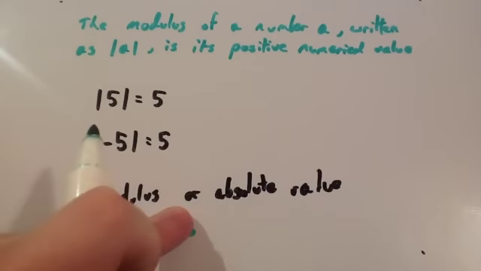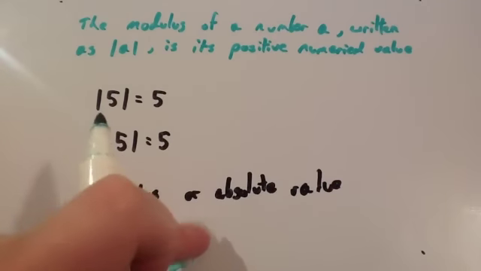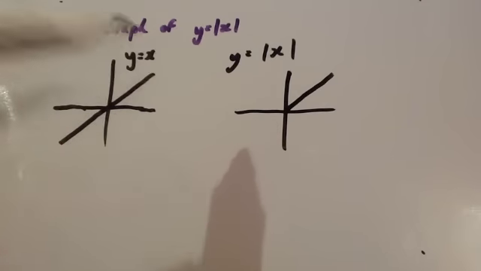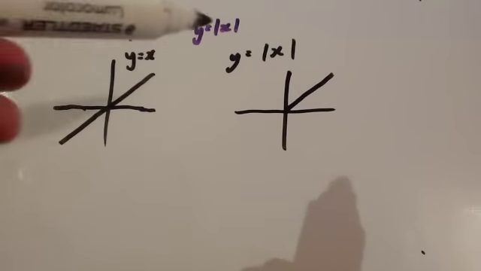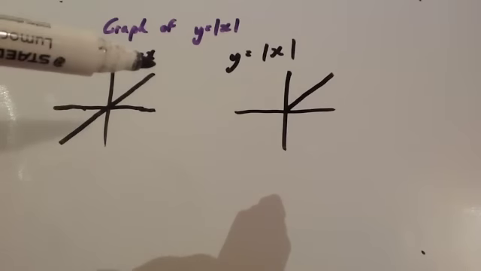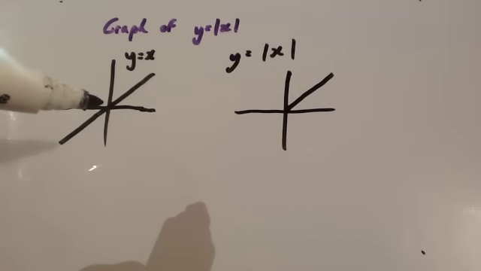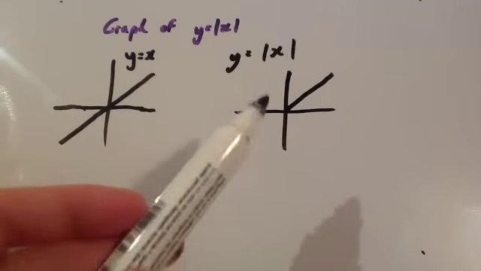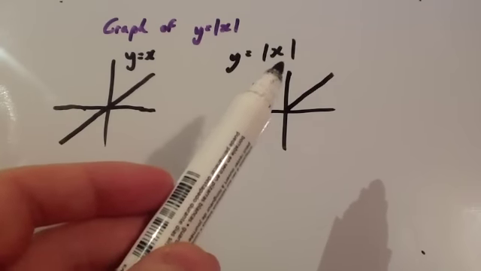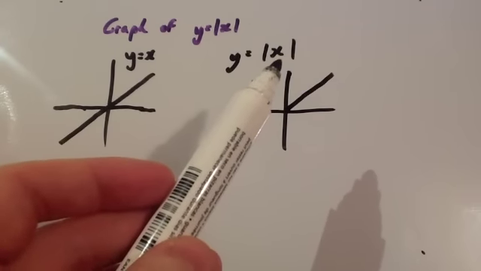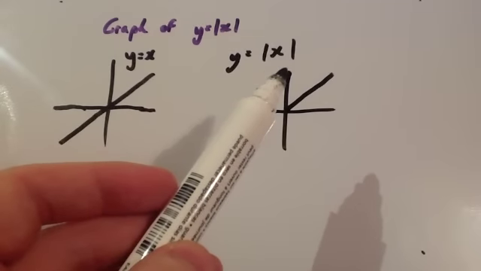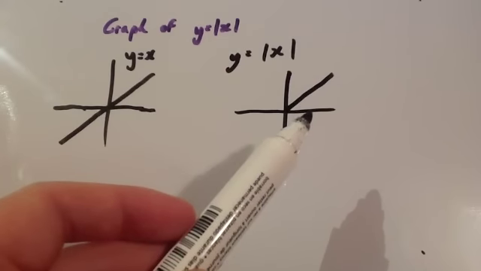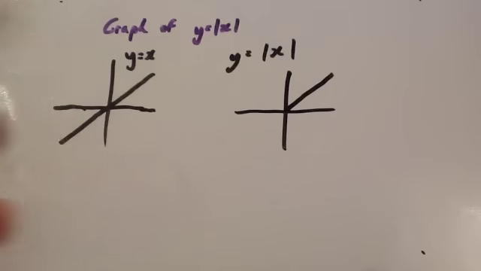Okay, so we're going to look at the graph of y equals modulus x. Before we do that, let's look at the graph y equals x. The graph y equals x looks like that. Remember the coordinates are (0,0), (1,1), (2,2), (3,3), and so on. If you were to do the modulus function, remember the modulus is the positive numerical value of the numbers. So if you put in 1, the modulus of 1 is 1. Modulus of 2 is 2. Modulus of 3 is 3, and so on.